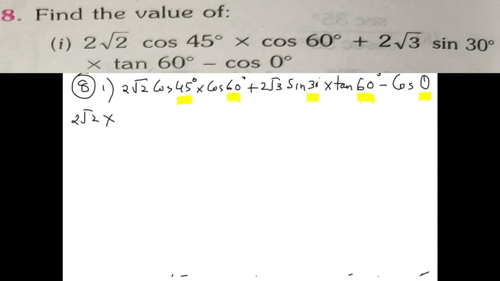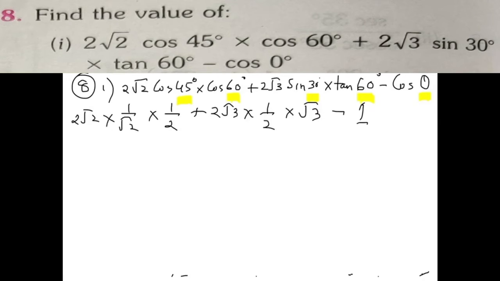So starting with 2 root 2 into, now look at the table, or if you can remember the values, cos 45 value is 1 by root 2 into cos 60 value is half. Okay, I did the first part. Now plus 2 root 3 into sin 30 value is half and tan 60 value is root 3 minus cos 0 value is 1.